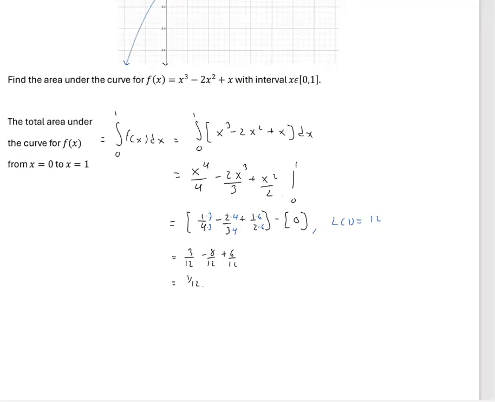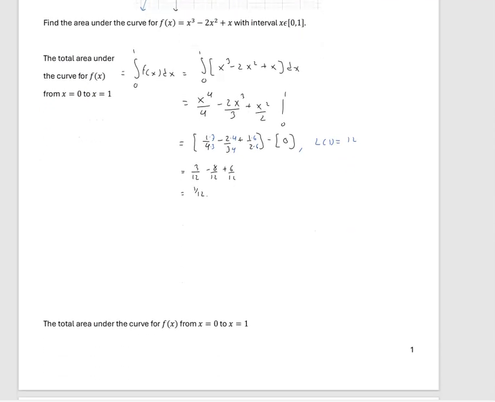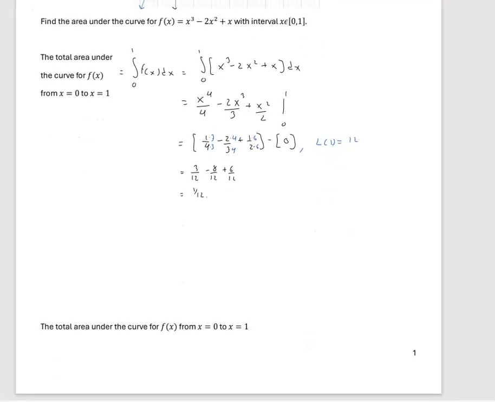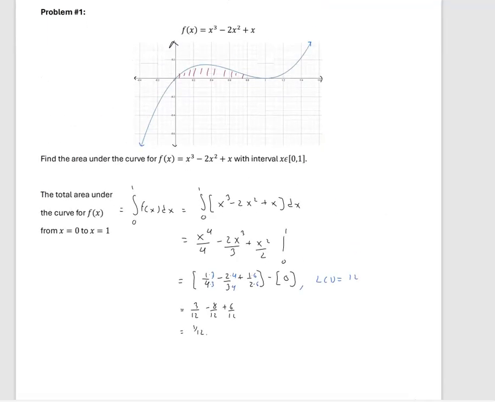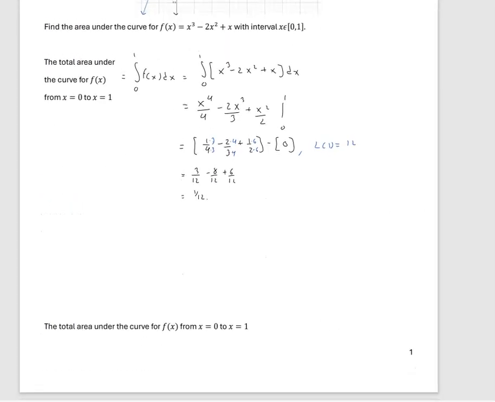Now, remember that we're working on an application, so all applications should have some sort of a sentence. Since you're just looking at the total area under the curve, in this case, we're simply looking at this portion here. We're just going to say that for this one, the total area under the curve for f of x from 0 to 1 is a total of 1/12, and I'll just leave it as units.